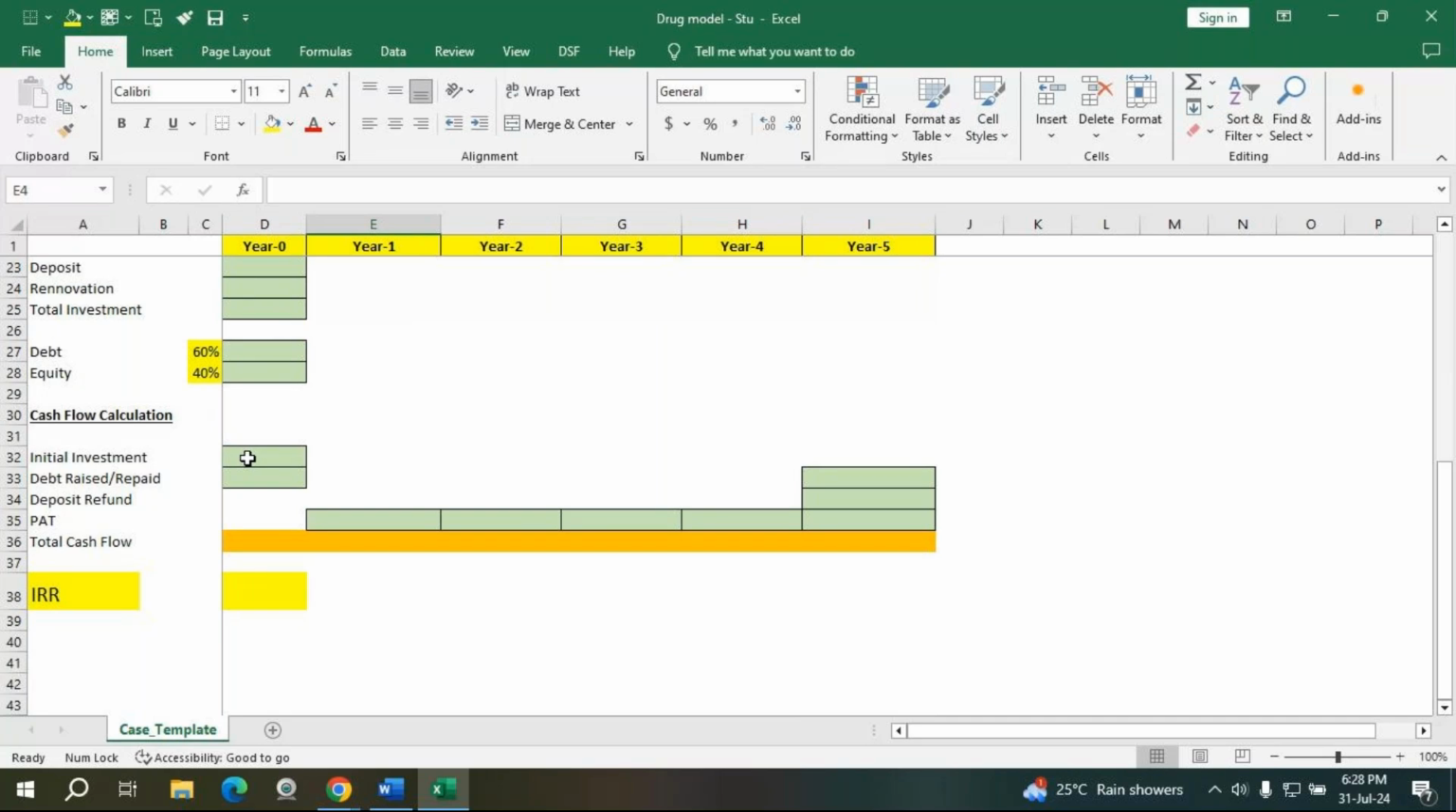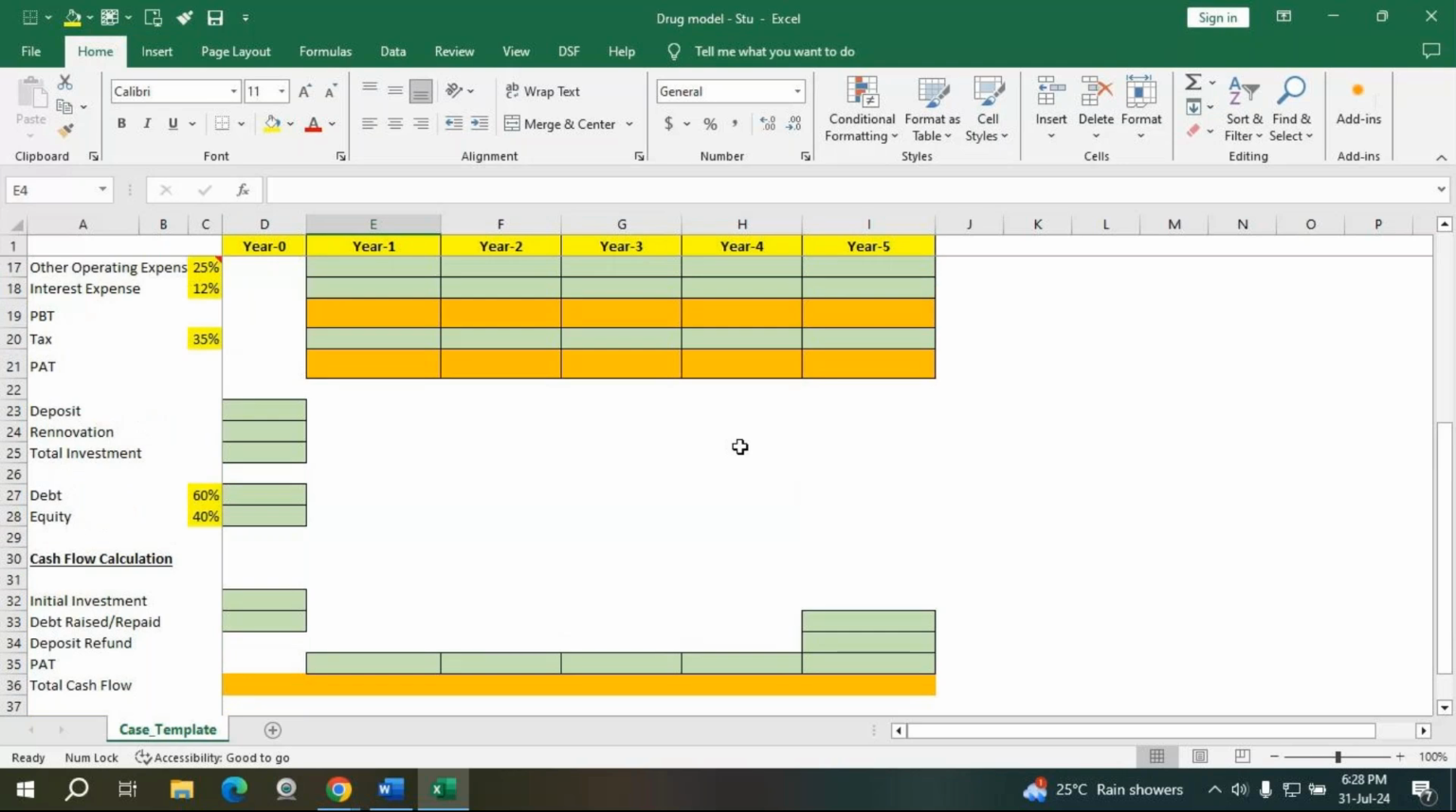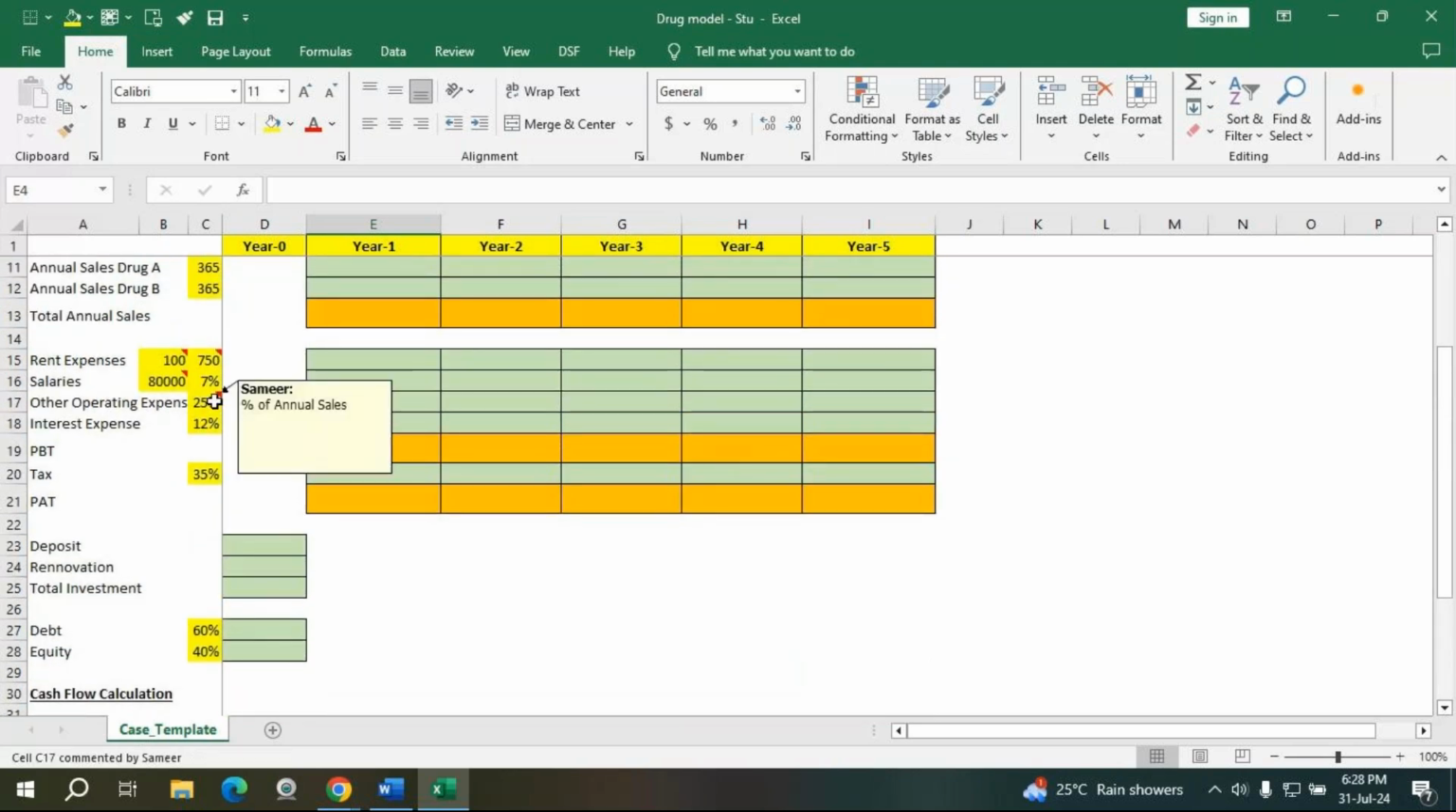Okay, let's wait for the others also to do it. Ma'am, in the other operating expenses, there is an increment of 25%. The 25% is an increment on annual sales. So the ones who are not able to do it, not an issue, not at all an issue. I will solve it and show step by step. I'll give you the time. You can try it out.